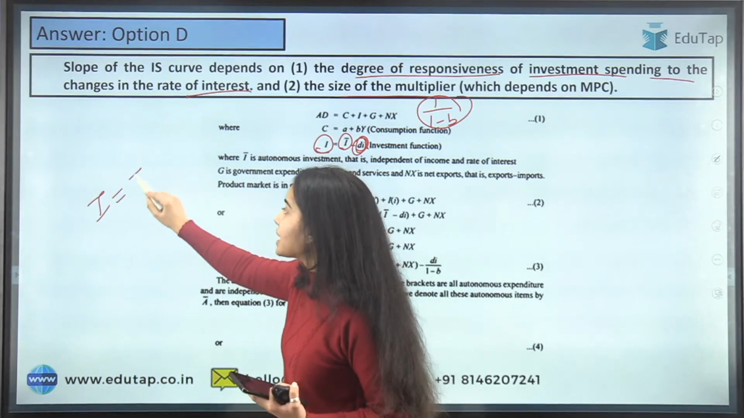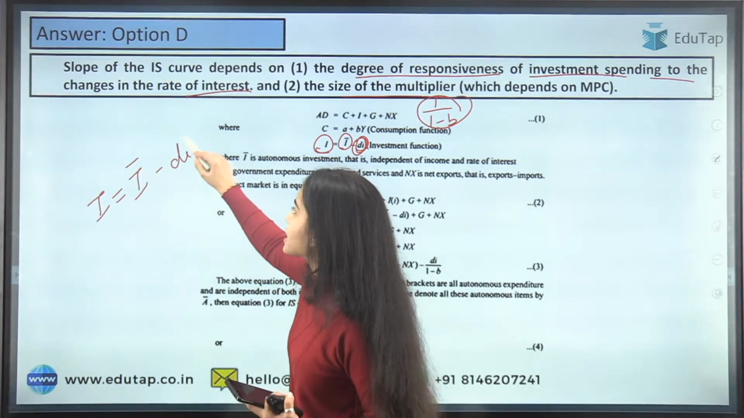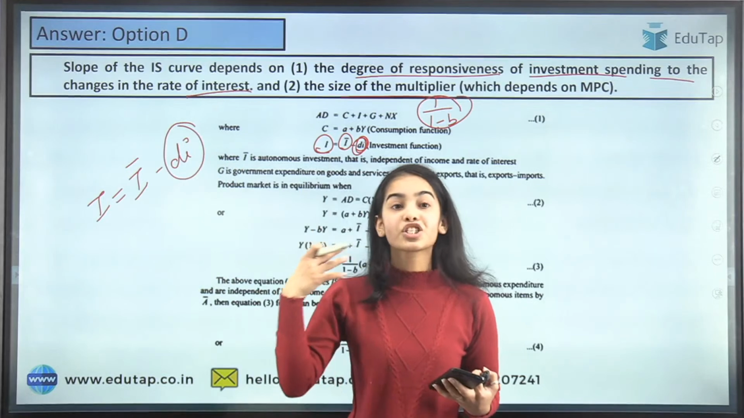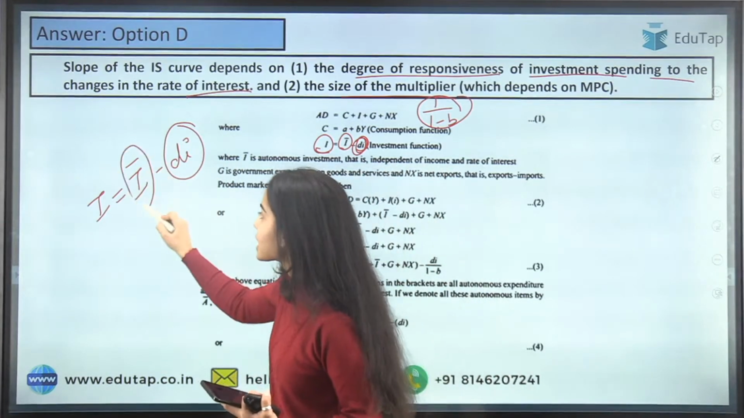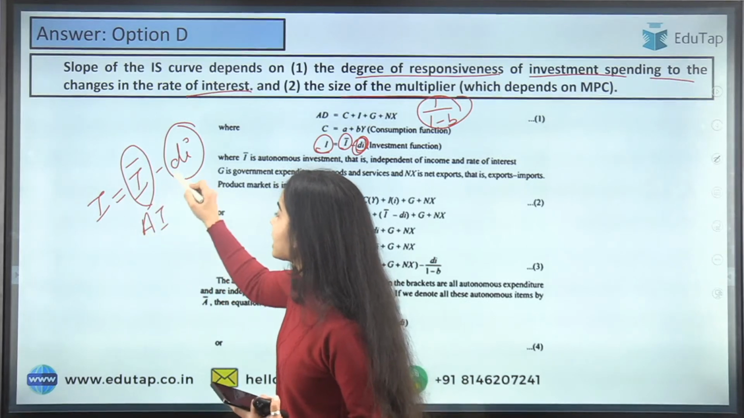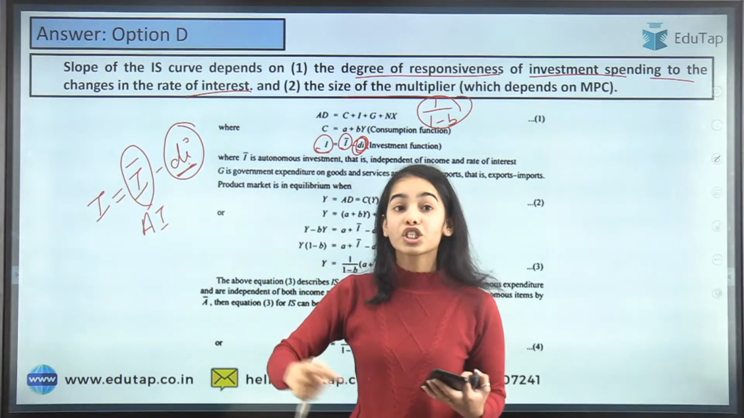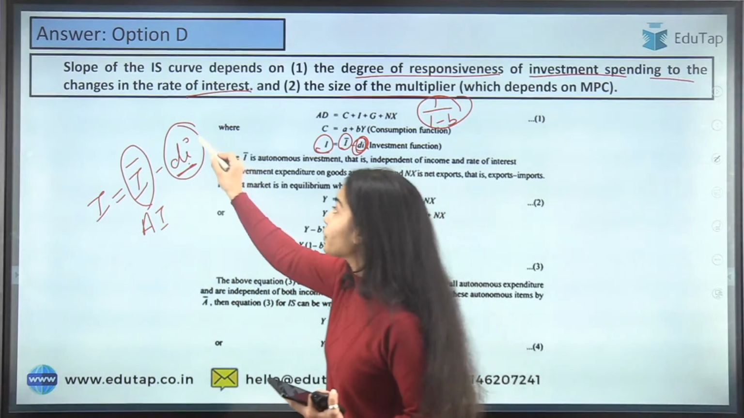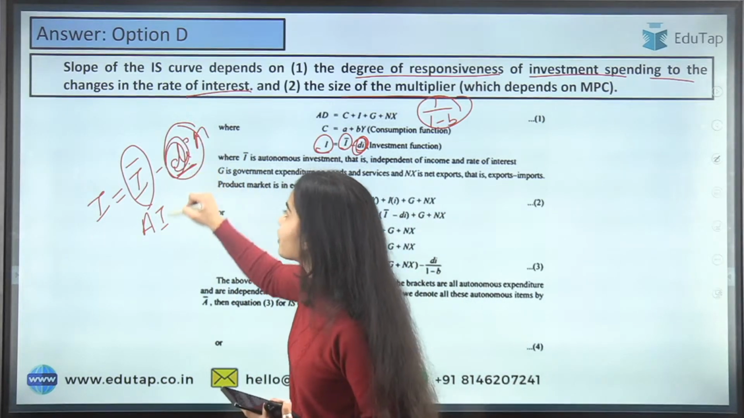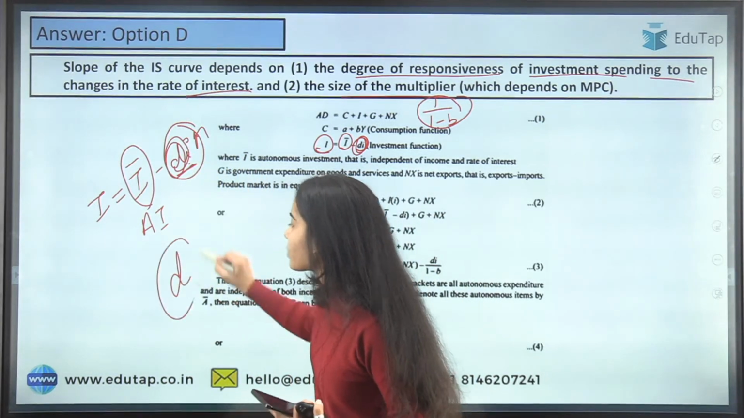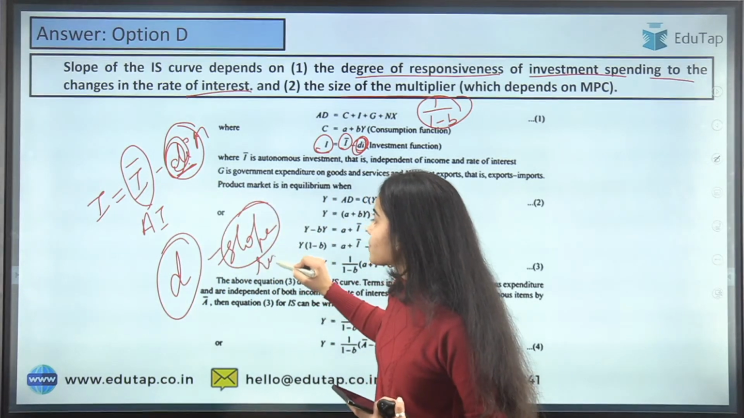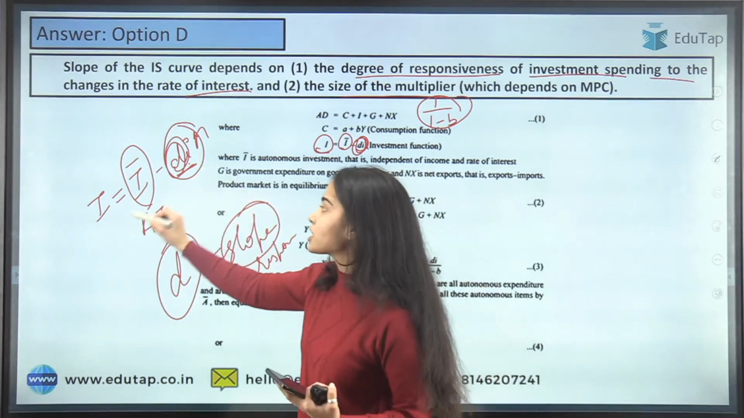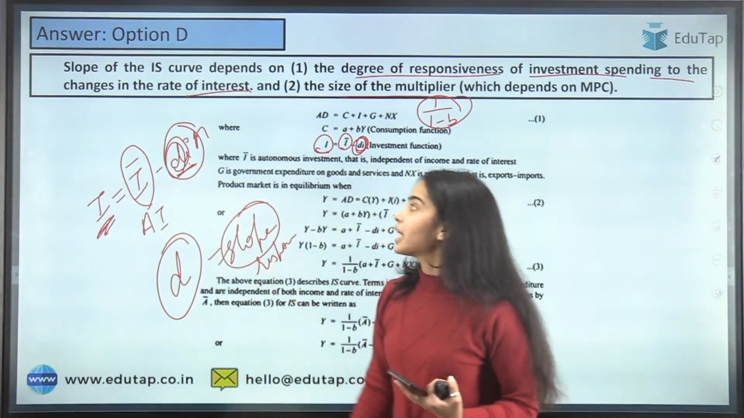And please remember this is the investment function, which is a separate topic in your economics syllabus. This is the autonomous investment, and this is the investment that is changing with the interest rate, that if the interest rate is increasing, how much the investment is changing. This is what is told by the d, which is the slope. It is showing the responsiveness, how responsive the investment is with the interest rate.